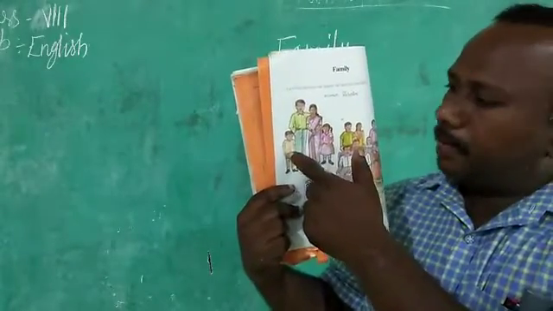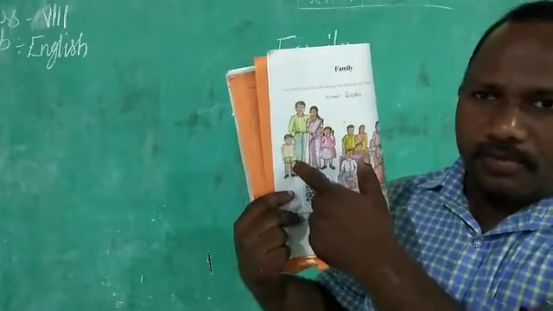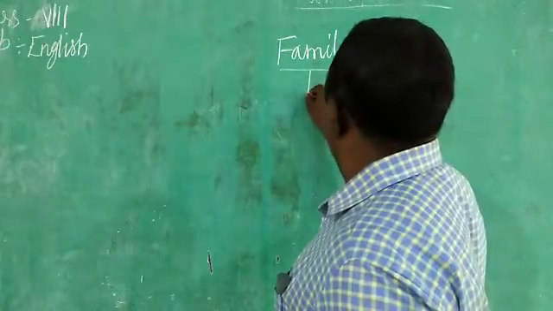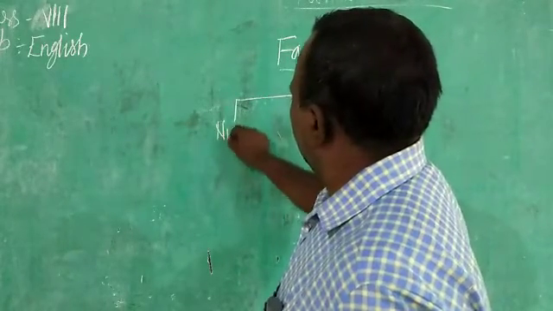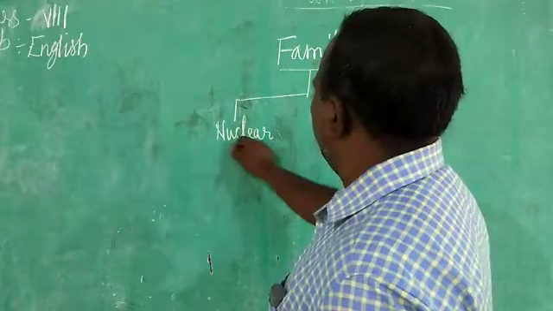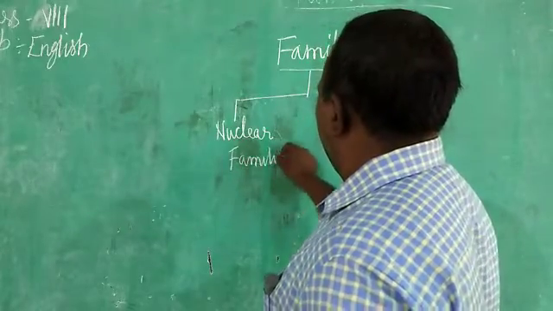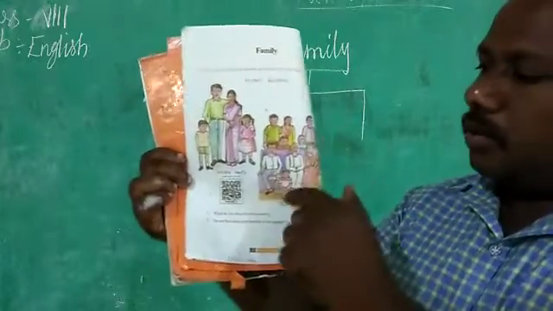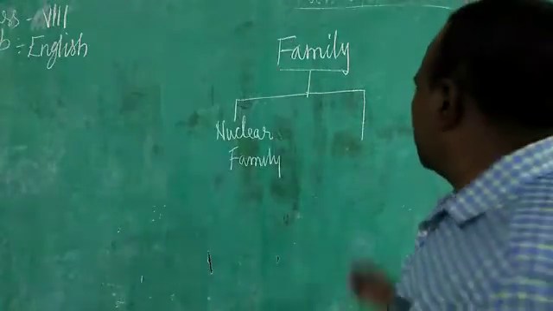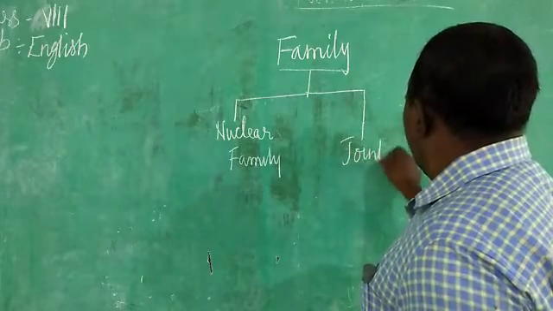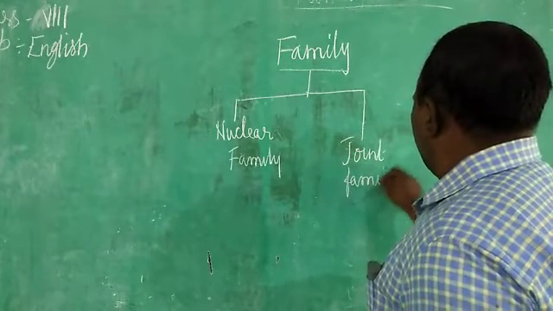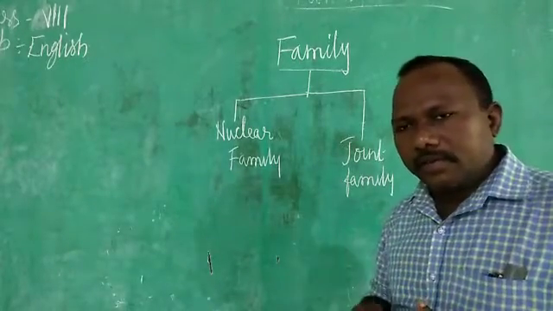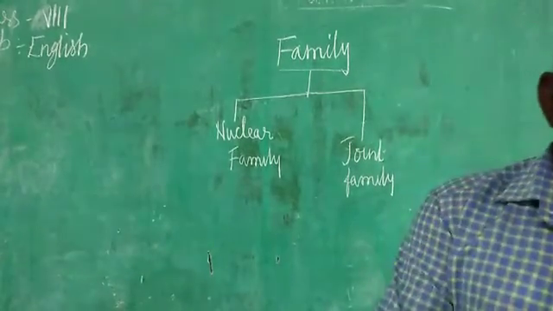So this family is a small family, and this family has a name, it is called a nuclear family. And if you see the next family with more people here, this is called a joint family.